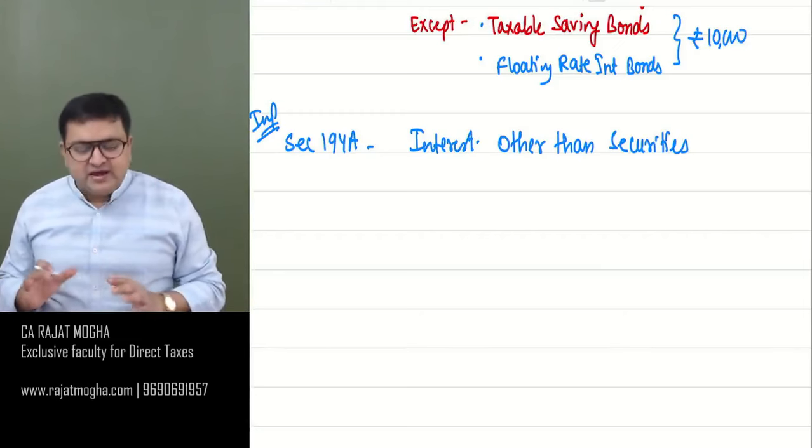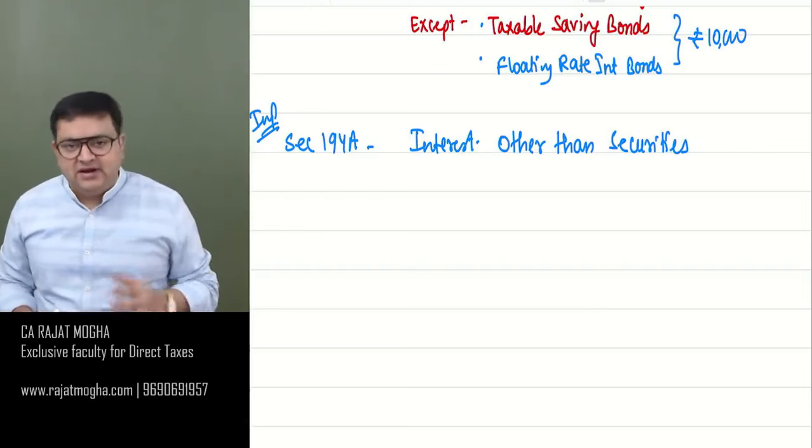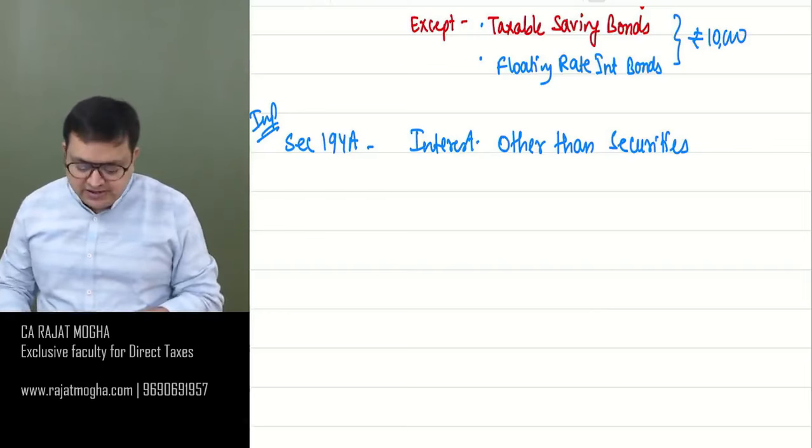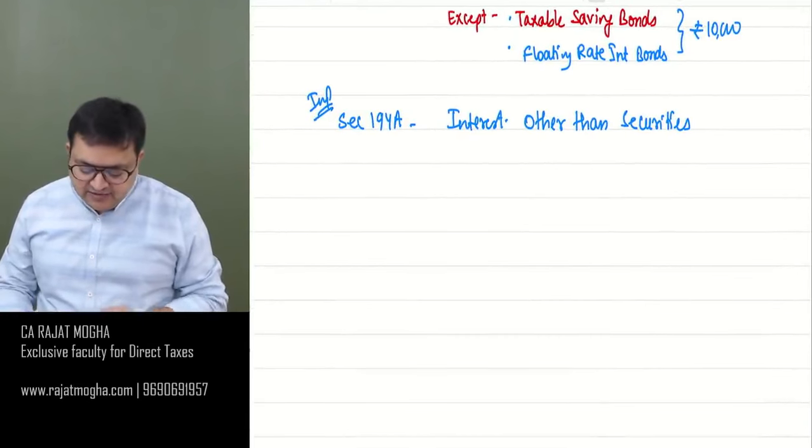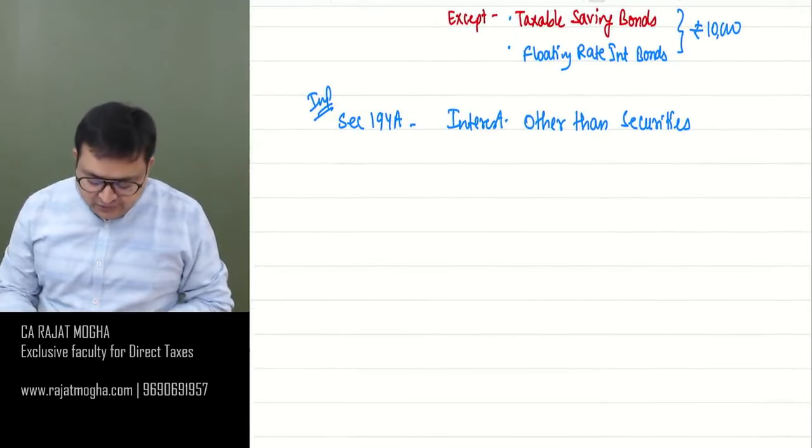If we are getting this interest also, it is our income, so TDS will be deducted. So if you are receiving interest other than securities, it is important from whom you are getting this interest.